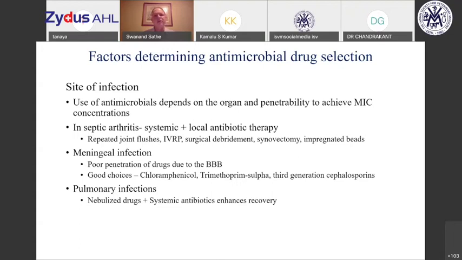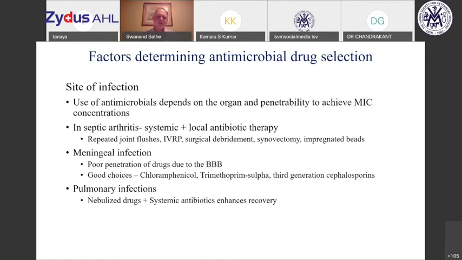For example, you can repeatedly flush the joint with antibiotics almost every day or every other day, for repeated flushes over several days. We do something called IVRP, or intravenous regional perfusion, where you tie a tourniquet above the region of interest and infuse antibiotics intravenously below the tourniquet to achieve a good tissue concentration. We do surgical debridement of infected synovial membranes. In extreme cases, you need to do a synovectomy and then put in beads impregnated with antimicrobials within the synovial cavity.